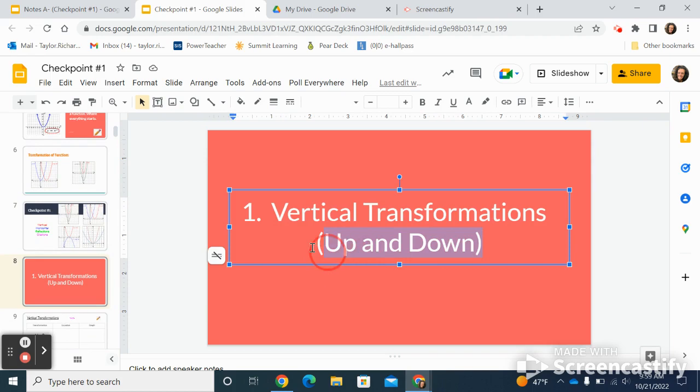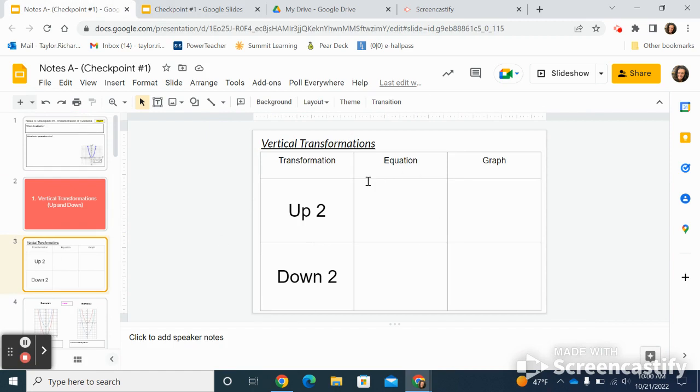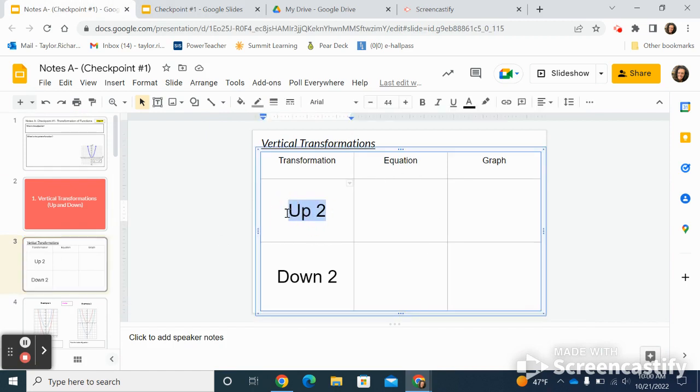Our first transformation is called vertical transformation. That means either moving our graph up or moving our graph down. We are on this slide, and I'm telling you what's happening: we're moving our parent function up 2. That's our transformation. You're going to make me the equation, and we're going to identify the graph.